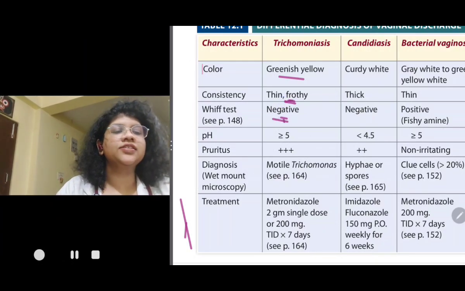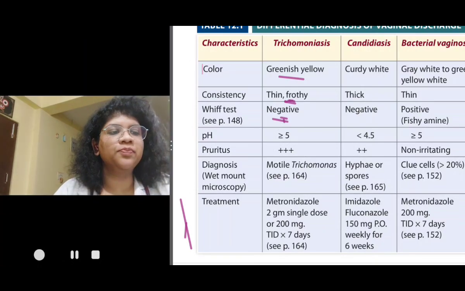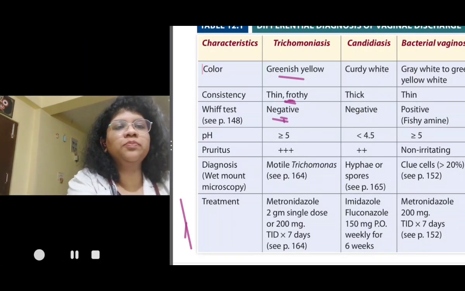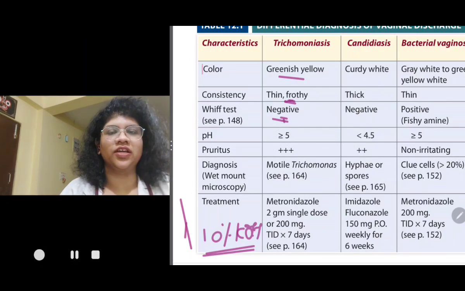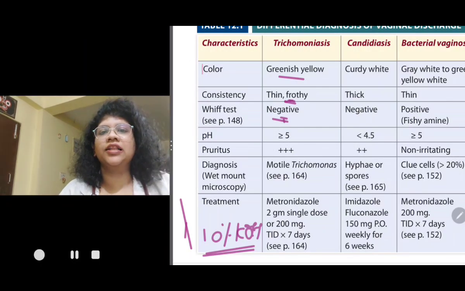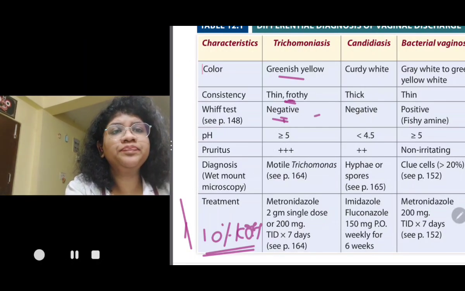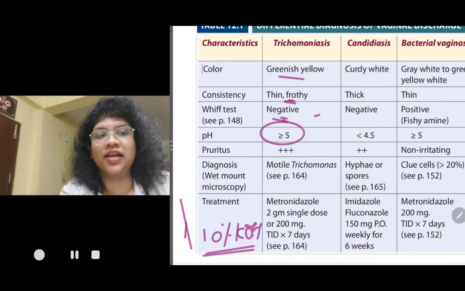Now let's try to understand what the whiff test is. Whiff test means there will be a fishy amine odor when a drop of discharge is mixed with 10% potassium hydroxide solution. So the most important thing you need to remember is 10% KOH. When you add a drop of it over the vaginal discharge that you have taken, there will be a fishy amine odor, and that is called a positive whiff test. So that is negative in trichomoniasis, right? pH will be more than or equal to 5. That means it will go towards the alkaline side.